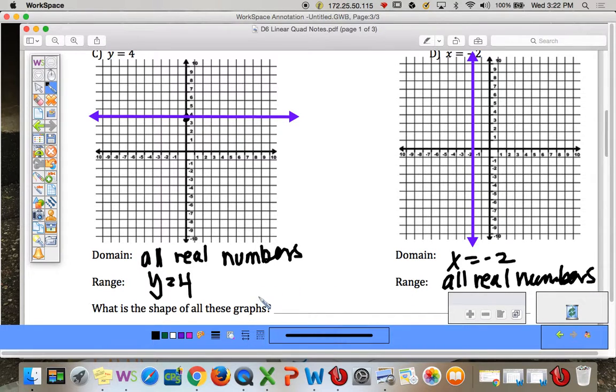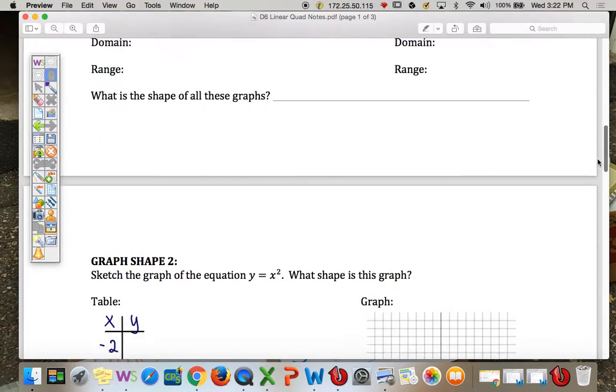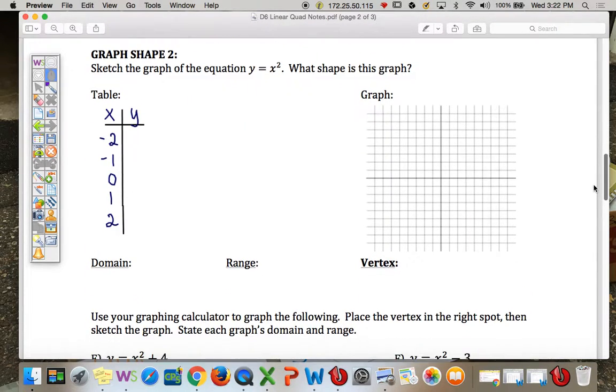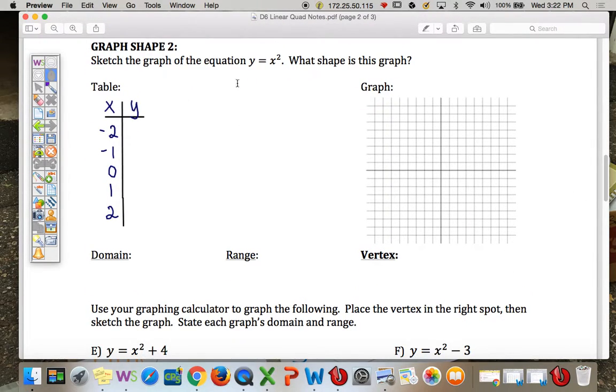What is the shape of all these graphs? Well, these are all straight lines, and so we say all of these are linear. Let's look at another type of graph, type 2. All right, let's sketch the graph of y equals x squared.